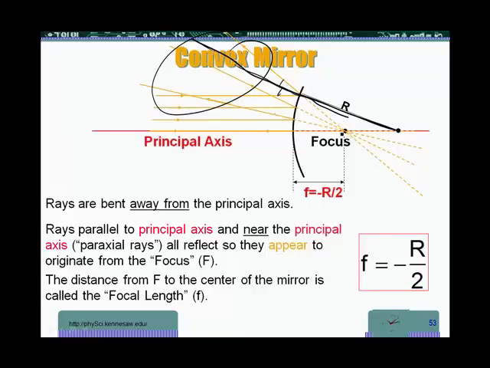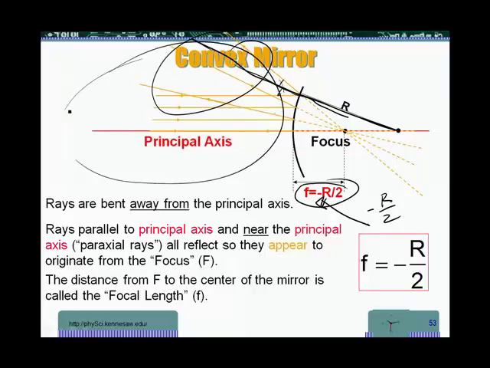Now, the distance from mirror to the focus is again going to be equal to r over 2, but to say that it is behind the mirror, we are going to include a minus sign, to say it's minus r over 2, to differentiate it from whatever is in front of the mirror here. So the beams are going to look like they are originating from the focus, even though they never meet in the focus.